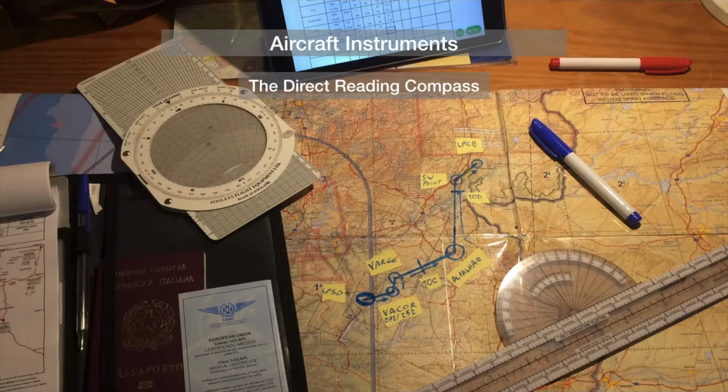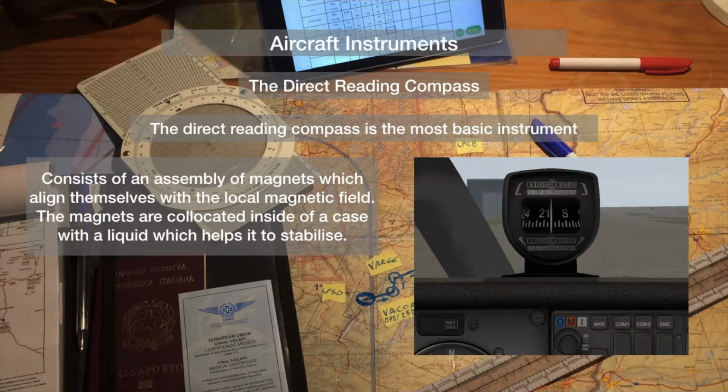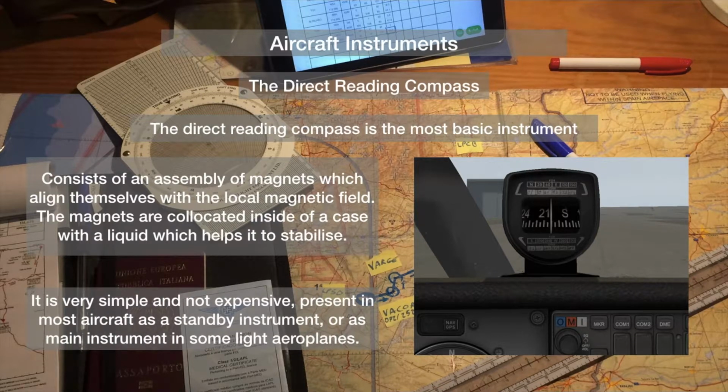Starting with the direct reading compass, this is the most basic instrument to determine heading. It consists of an assembly of magnets which align themselves with a local magnetic field. The magnets are located inside of a case with a liquid which helps it to stabilize. It's a very simple and not expensive method of finding magnetic direction, and it's found on most aircraft as the standby instrument or as the main instrument in some light airplanes.